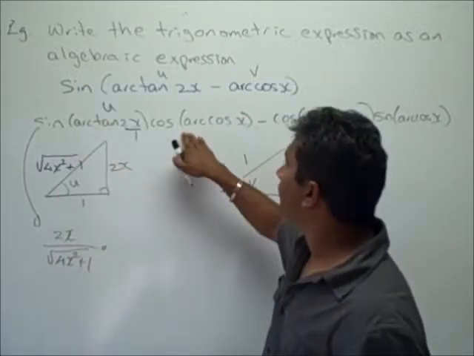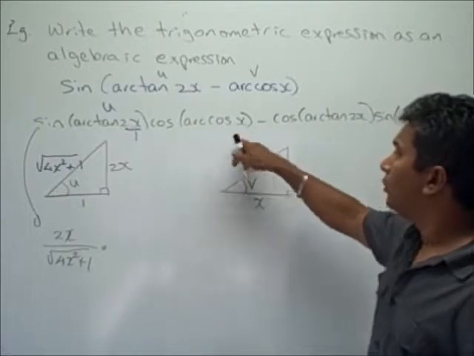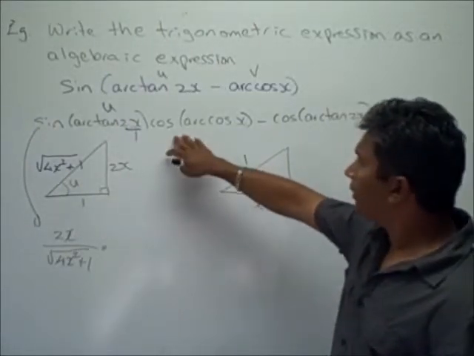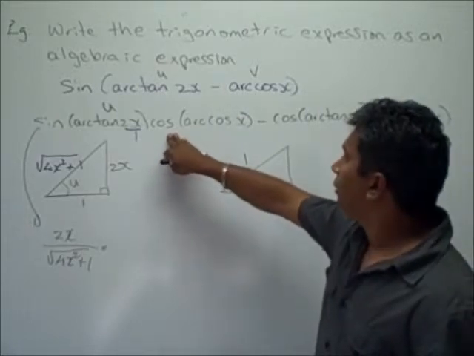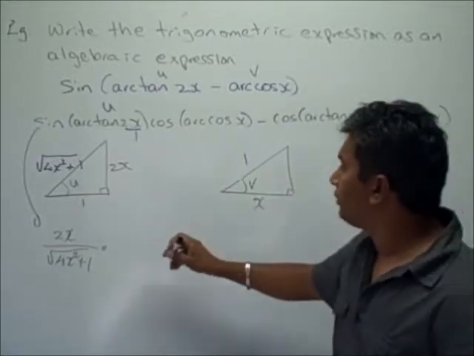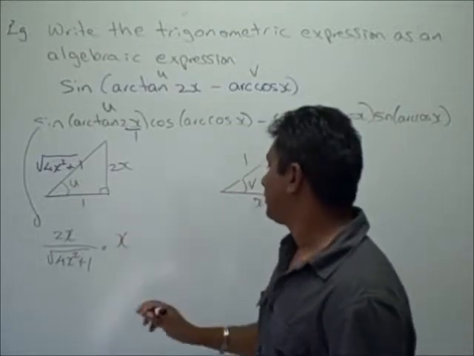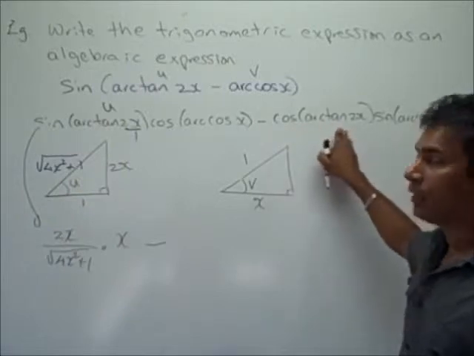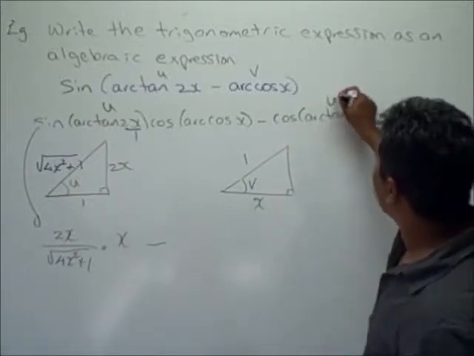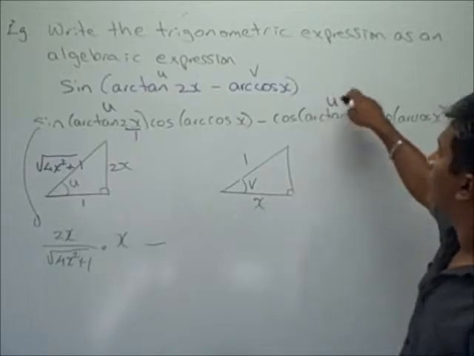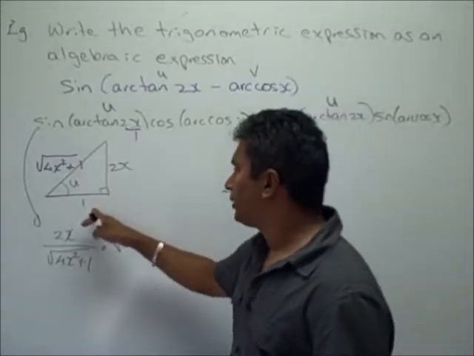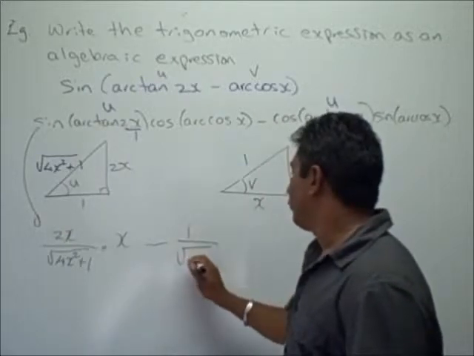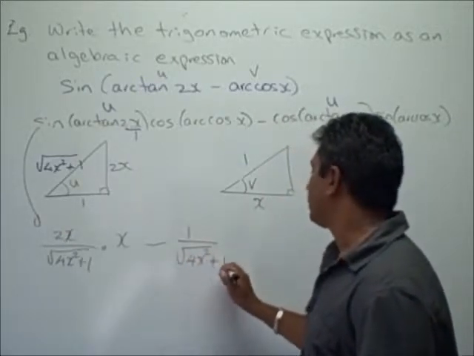We're going to multiply this by the cosine of the arccosine of x. We know from our identities that the cosine of arccosine of x is simply x. So this becomes times x, minus the cosine of the arctan of 2x. Once again, this is our u, so the cosine of u would be the adjacent over the hypotenuse. So this becomes 1 over the square root of 4x squared plus 1.